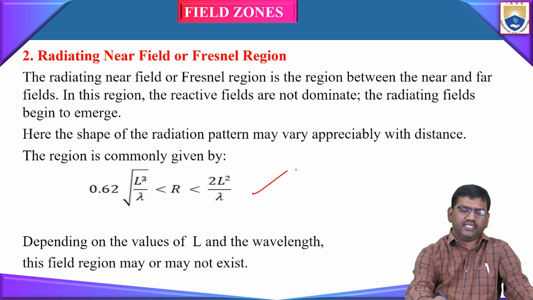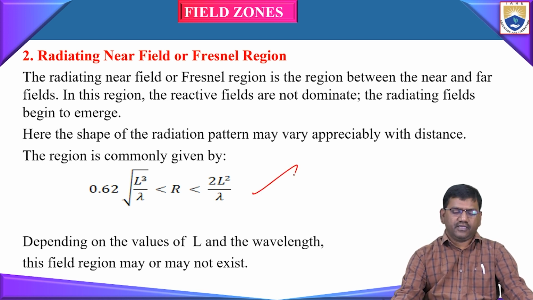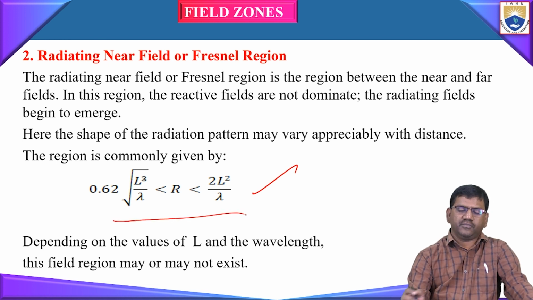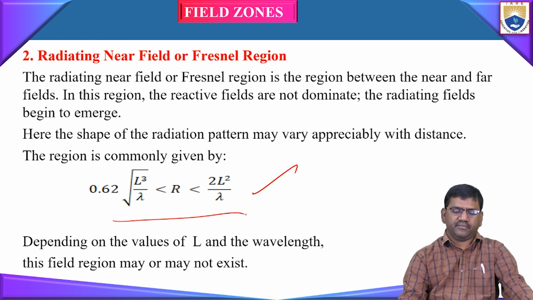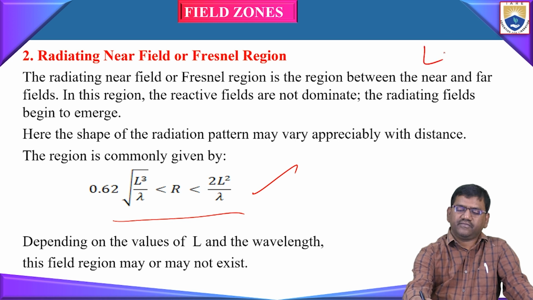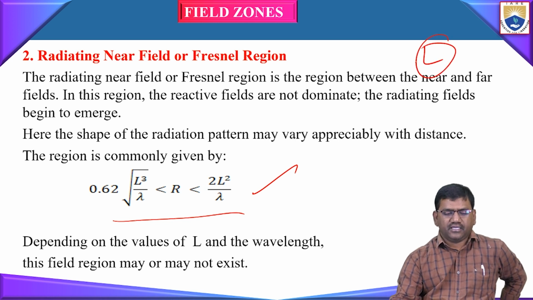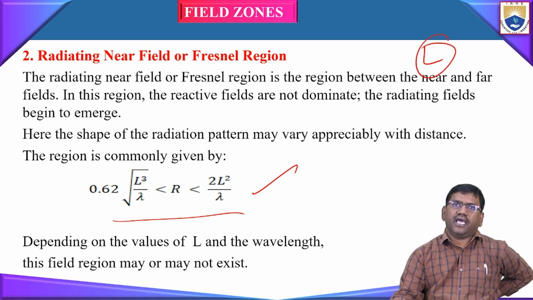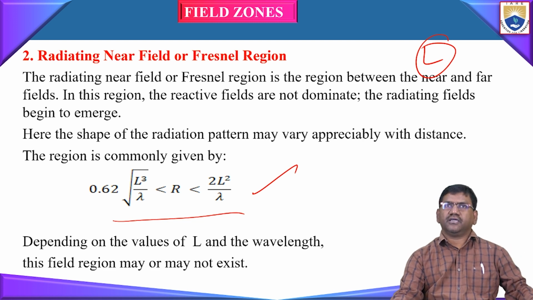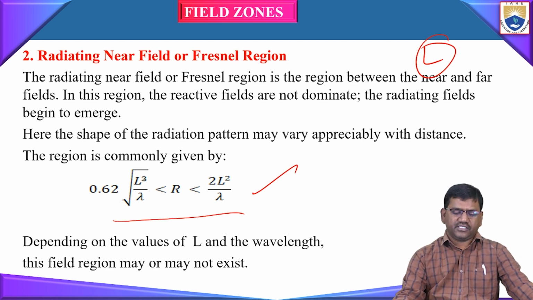The second one is the radiating near field zone, where the R value lies between 0.62 into root of L cube by lambda and 2L square by lambda, where L is the physical length of the antenna. Under this condition, we call the zone the radiating zone, the radiating near field zone, or the Fresnel zone.